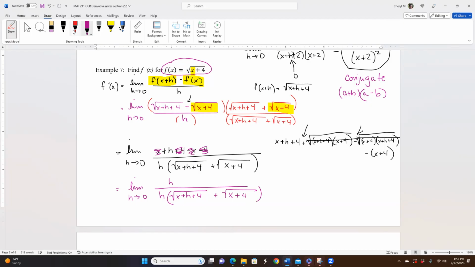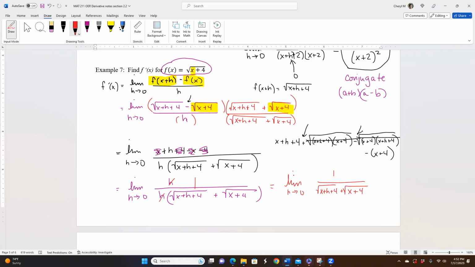Now, as you can see, we can cancel our h's. I have an h in the numerator and an h in the denominator. When you cancel everything, it becomes a 1. So what we get is the limit as h approaches 0 of 1 over the square root of x plus h plus 4 plus the square root of x plus 4.